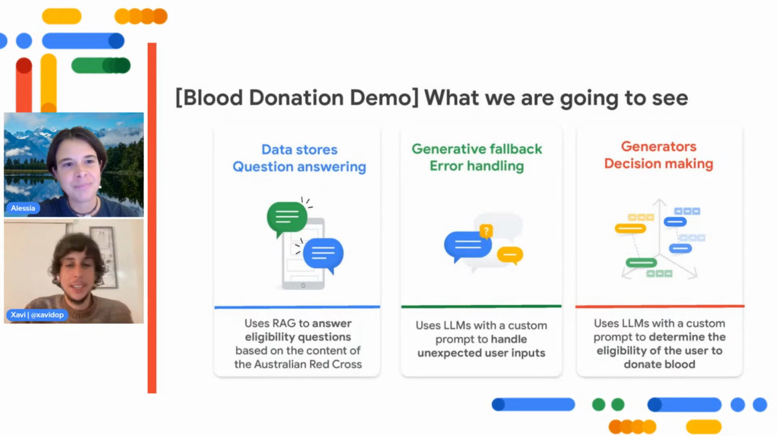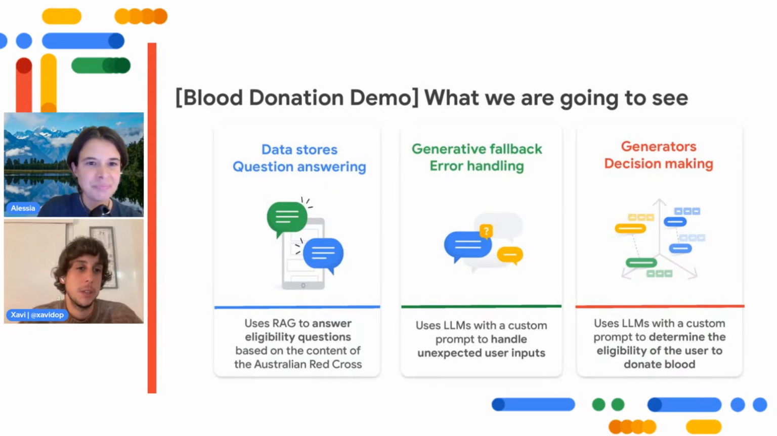All right. Yeah, that was a great demo, Alessia. Thanks for showcasing everything and all the three new features that we're seeing here: data stores, question answering, generative fallback for error handling, and generators for decision making. That was really, really great.